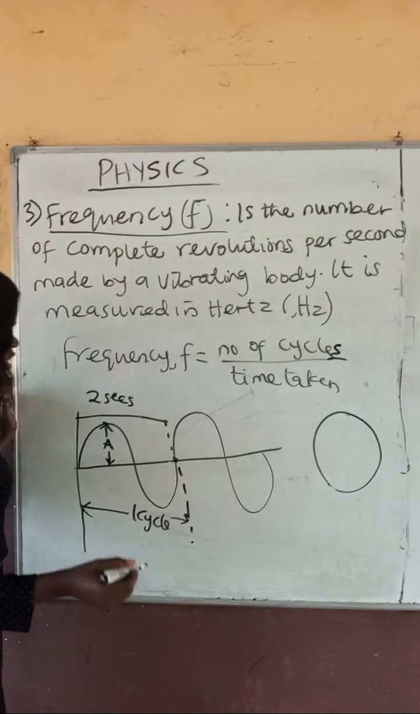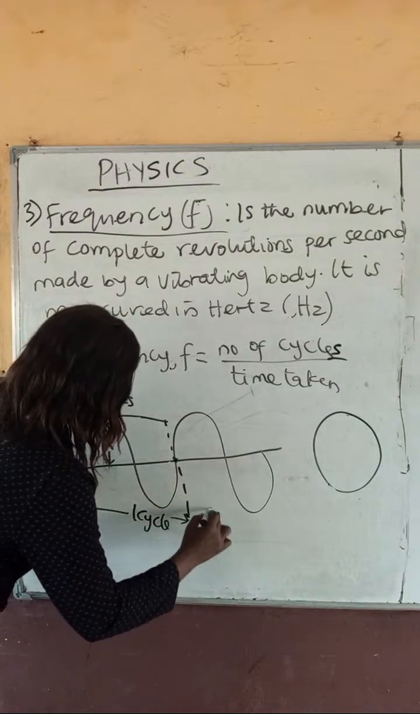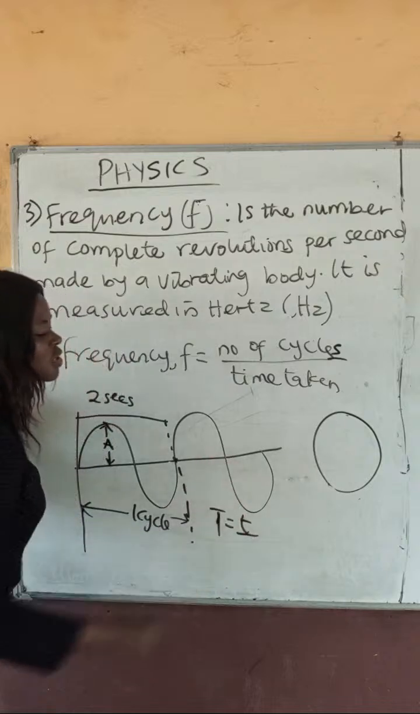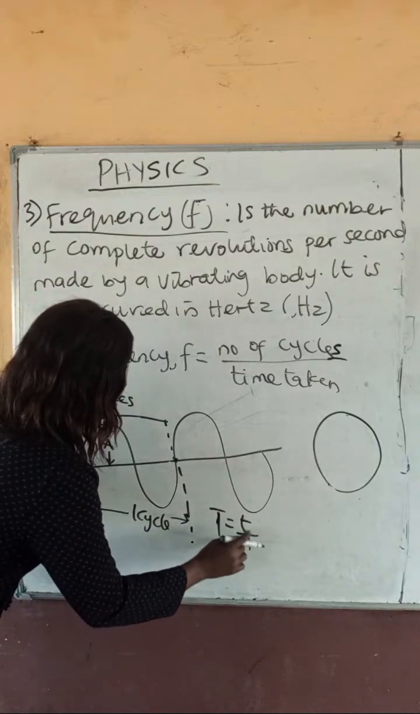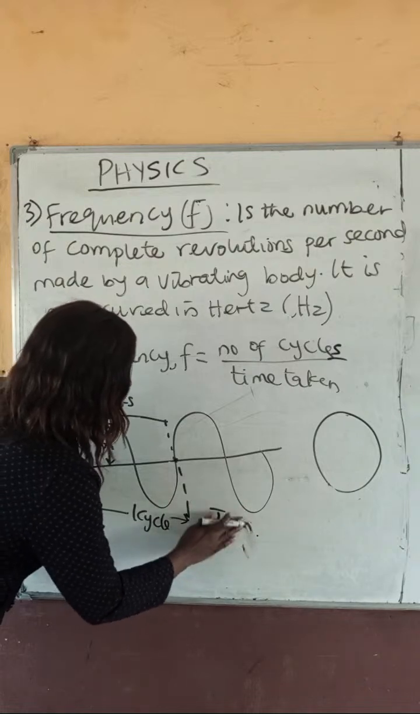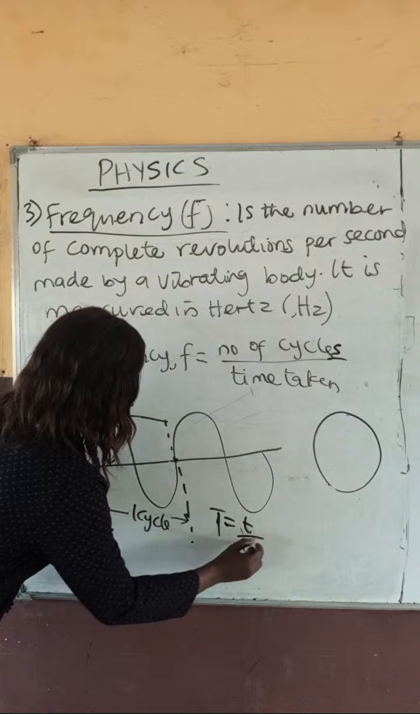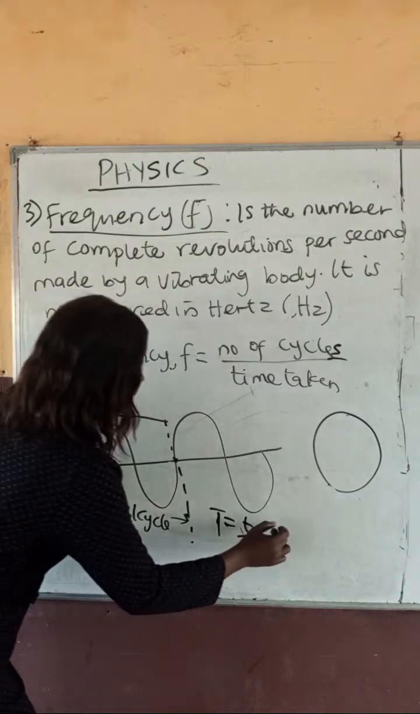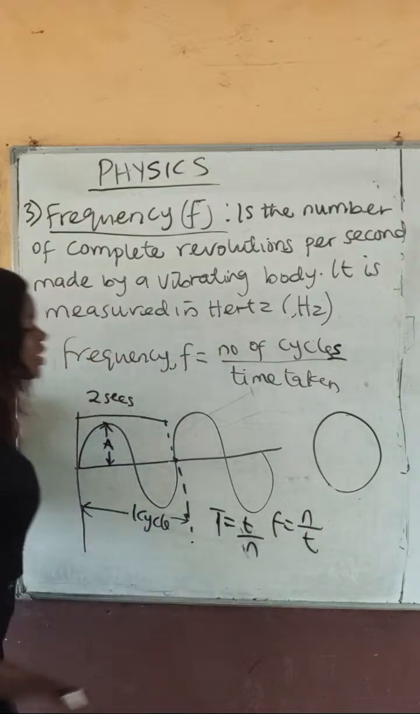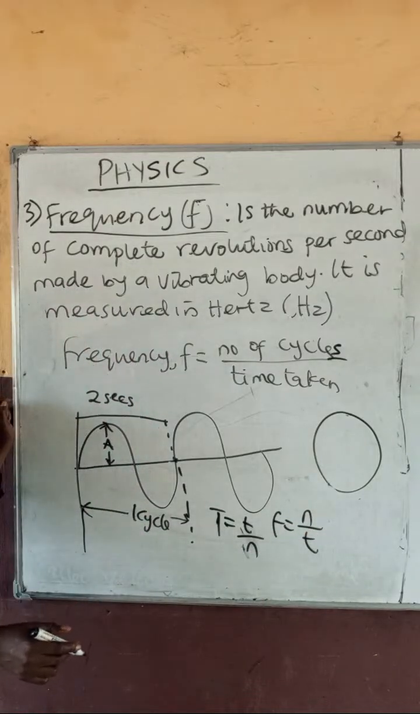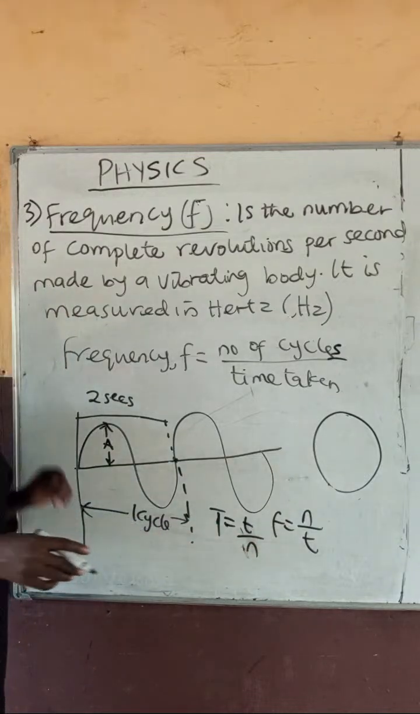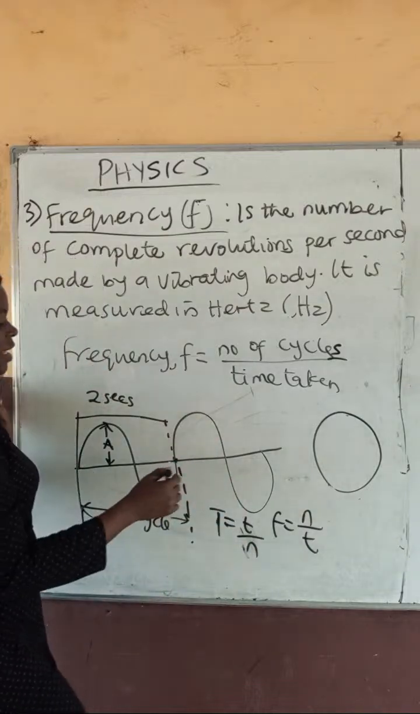Now I can say in a nutshell that period is the time taken for a body to make one complete oscillation. And frequency is the number of complete oscillations made by a body in one second. Do we understand? There's a relationship between this and this, which I'm going to do after now.